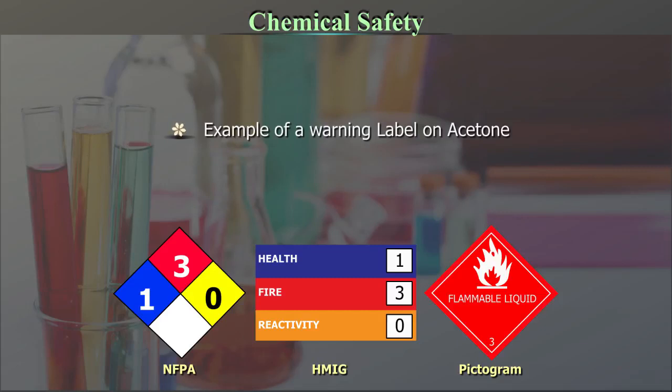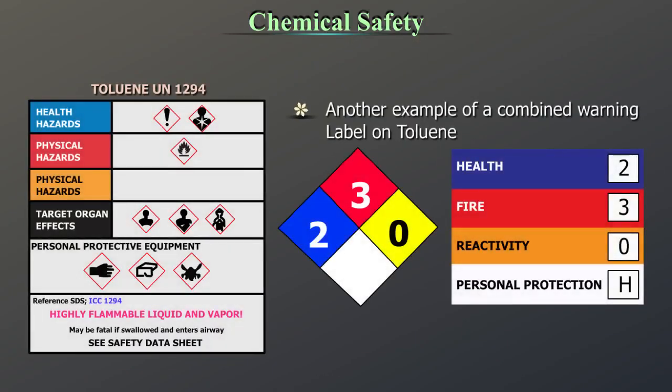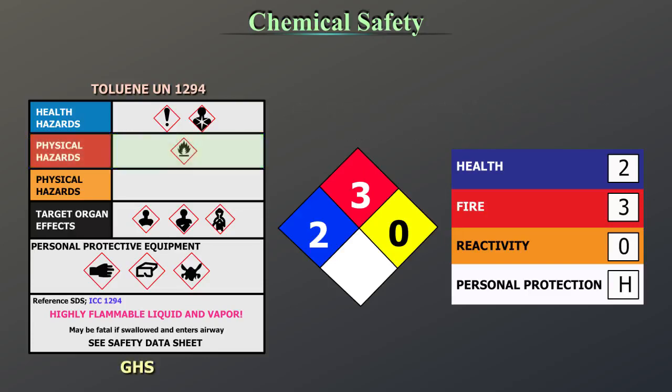An example of a warning label on acetone showing both NFPA and HMIG and pictogram is seen here. Another example of a combined warning label on toluene. Fire is classified as a physical hazard as in the case of GHS. Target organ effects are also specified. PPEs are illustrated. The right side shows separate NFPA and HMIG.